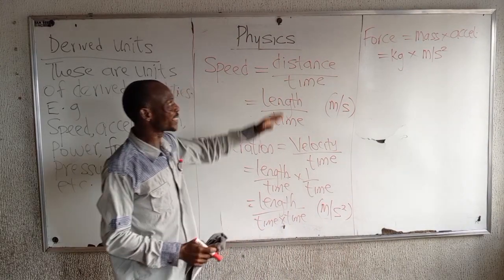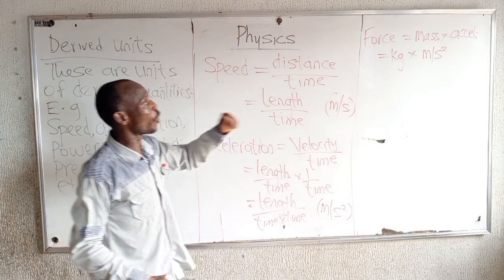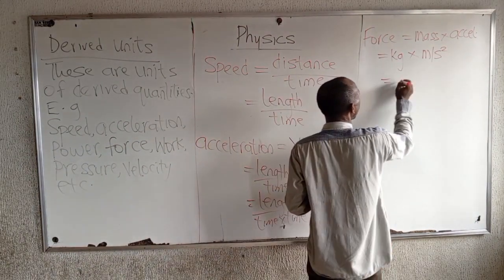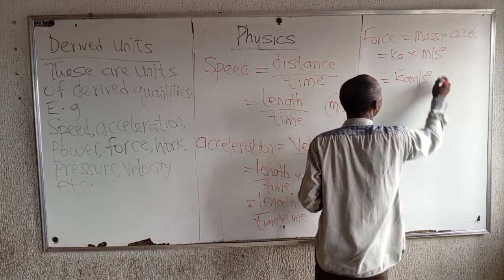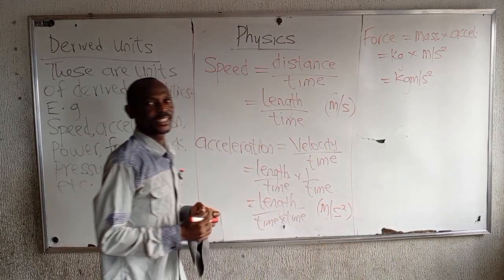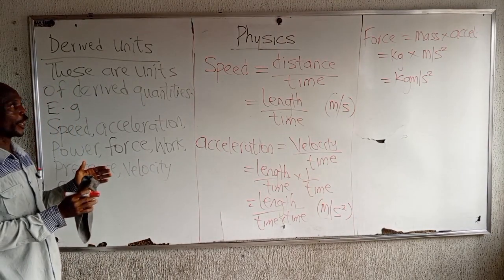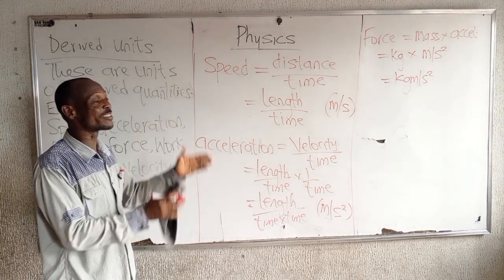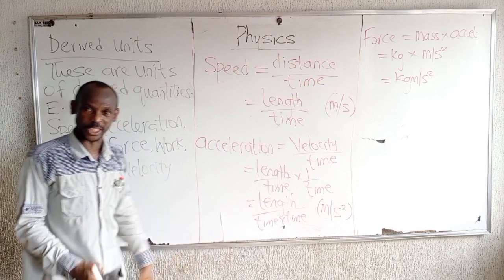So if we want to write the derived quantity of our force, it can be written as what? Kilogram meter per second square. This is how we can generate the SI units, the derived units, of our derived quantities.